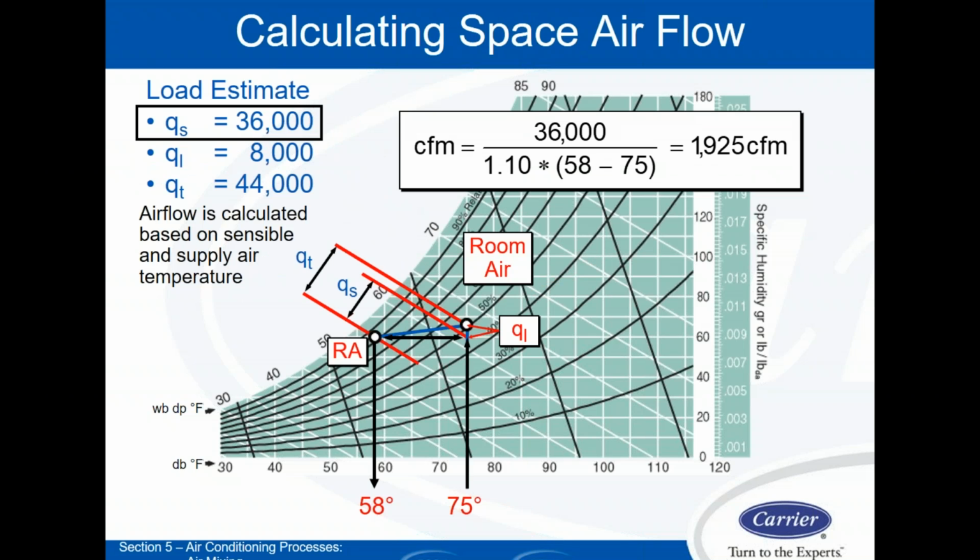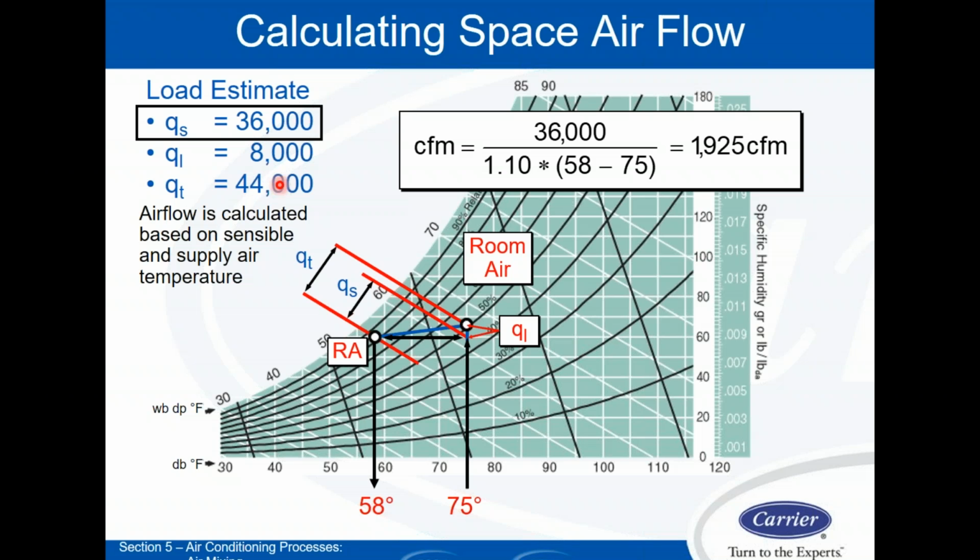When we're looking at the CFM of the supply air, we can look at it from both a latent and a sensible standpoint. Airflow is calculated based on the sensible and supply air temperature. The latent is a different discussion, which we'll address as well. For this particular load in the space, we did a load calculation. The total load was 44,000 BTUs of cooling for this area of the building. 36,000 of that was sensible, 8,000 was latent. We would do the CFM based on the sensible, not the 44,000.